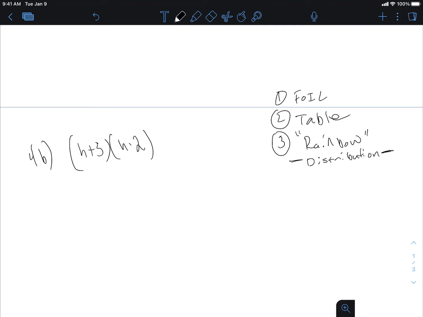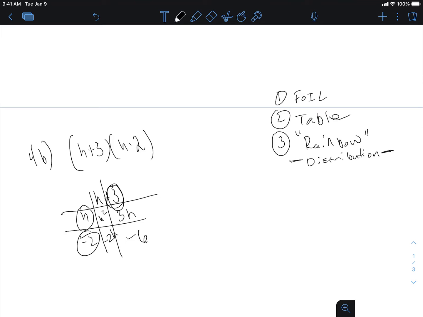Okay, so I think if you wrote h plus 3, right, and up along the top, and then you wrote h minus 2, and you fill in the table, you're not going to mess this up. H times h is h squared. H times 3, 3h. Negative 2h. And negative 2 times 3 is negative 6, okay?